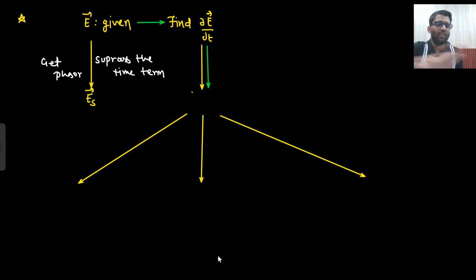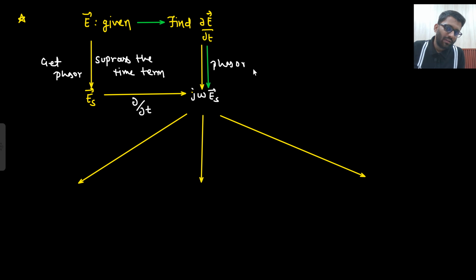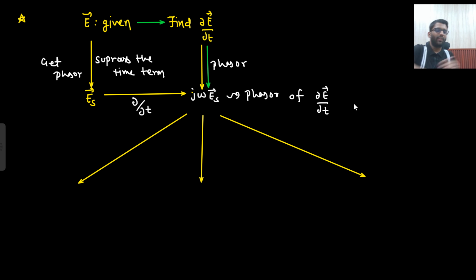Now I need to calculate dou E by dou t. So first I will get the phasor. From here, if I need to do the differentiation, I will multiply by j omega Es. This is the phasor of del E by del t. What did I do? E was given, I got the phasor from there. I did not do any differentiation. With respect to the phasor, I just multiplied by j omega Es. I have got the phasor of dou E by dou t.